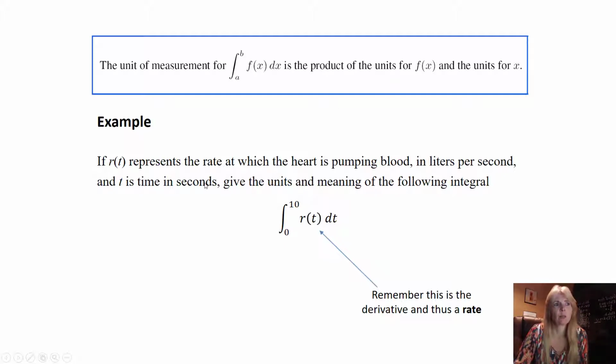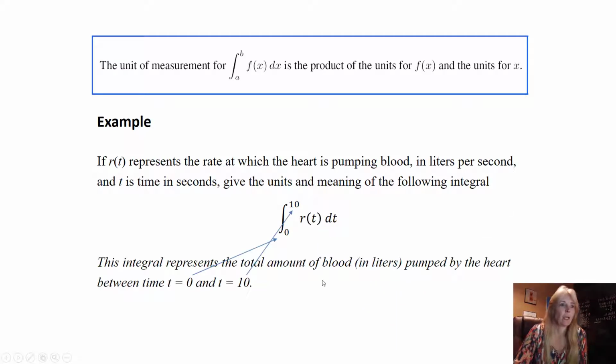So here it says if R of t represents the rate at which the heart is pumping blood in liters per second and t is time in seconds, give the units and meaning of the following integral. So again, R of t, this is a rate. It represents the rate at which the heart is pumping blood in liters per second. The 0 and the 10 are my interval. So in this case, the integral represents the amount of blood in liters pumped by the heart between time t equals 0 seconds and t equals 10 seconds.